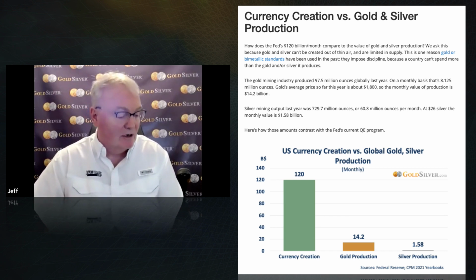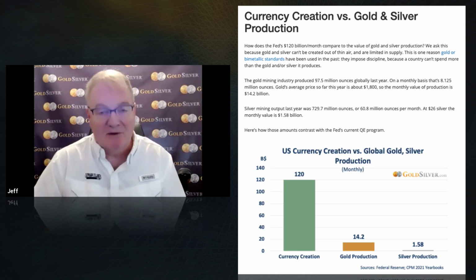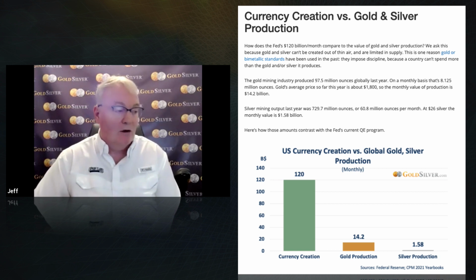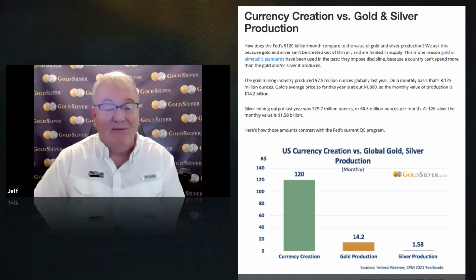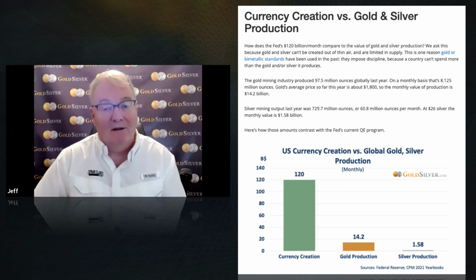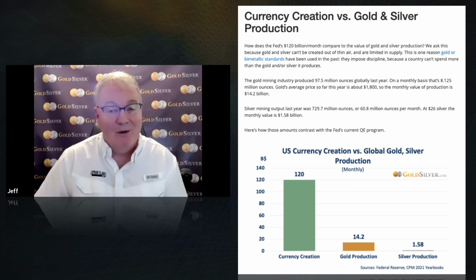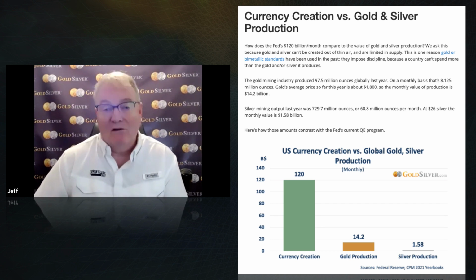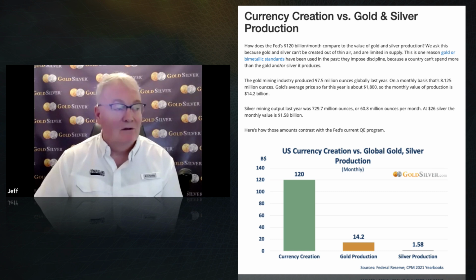Currency creation is about 8.5 times greater than gold production, and about 75 times higher than silver production. So it's quite insane when you think about how much currency they continue to create every month. There's a lot in this article. It's worth reading. But Mike, what's your reaction to all this information about the contrast here?